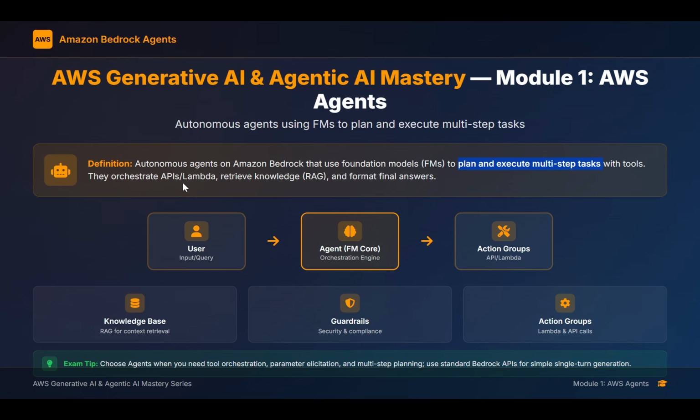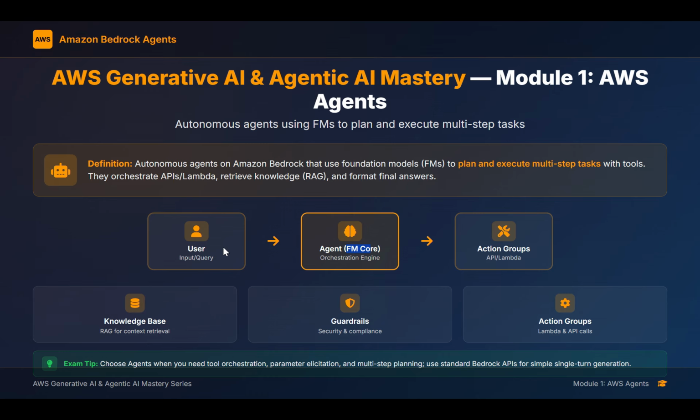They orchestrate APIs, which we are going to use in Lambdas, and retrieve knowledge base, which is RAG, the retrieval augmented generation, and format final answers. What happens is the user will take a query and ask the query to the agent, which is ultimately a foundation model. You can choose any of the foundation models, and then it is going to take a decision and call the right action group, which is the API or the Lambda. Don't worry about this jargon, we will break that down when we start implementing this in our demo session.